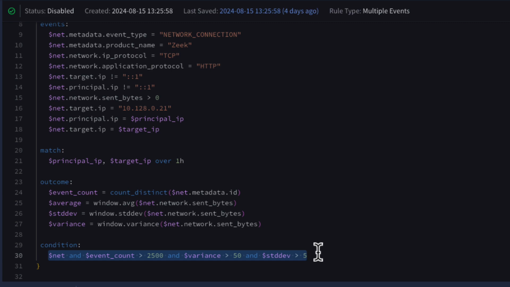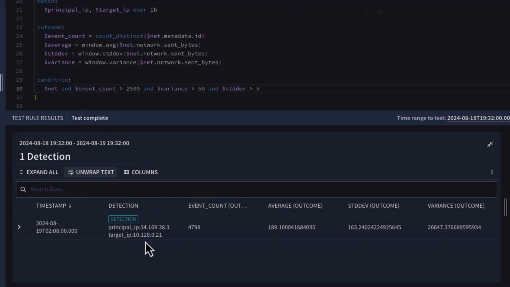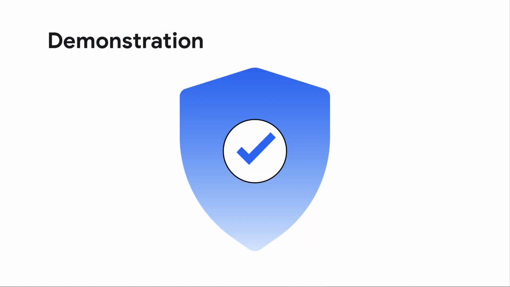Finally, in our condition section, we have established a threshold for the number of events and the variance and standard deviation. Because the variance and standard deviation are mathematically linked together, remember the square root of the variance is the standard deviation. Having both is a bit redundant, but hopefully this drives the point home. When we test the rule, we can see a detection with a very high standard deviation and variance.